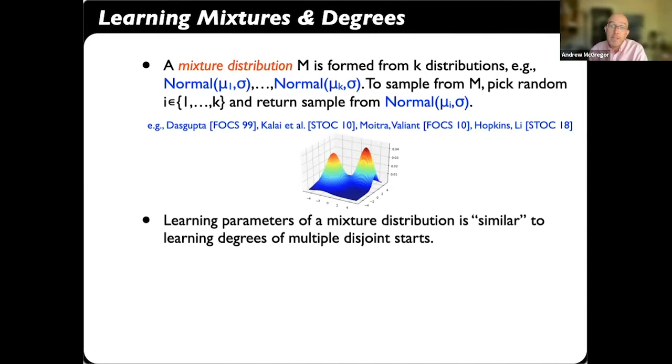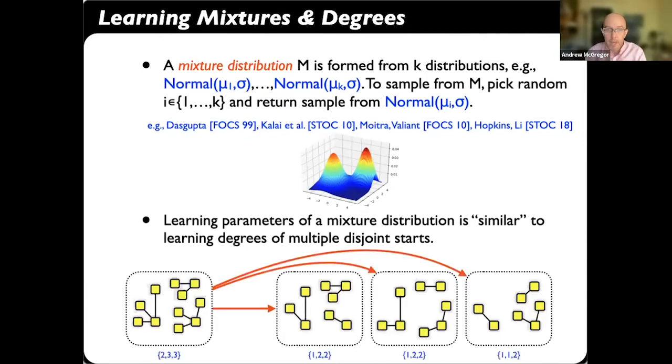And so again, to relate this to graphs, learning parameters of mixed distributions is similar to learning degrees of multiple disjoint stars in the following sense. Let's say our original graph had these 3 stars of degrees 3, 3, and 2. In your first trace, the degrees have become 2, 2, and I guess 1. So you get these degrees, and then it came from these degrees.